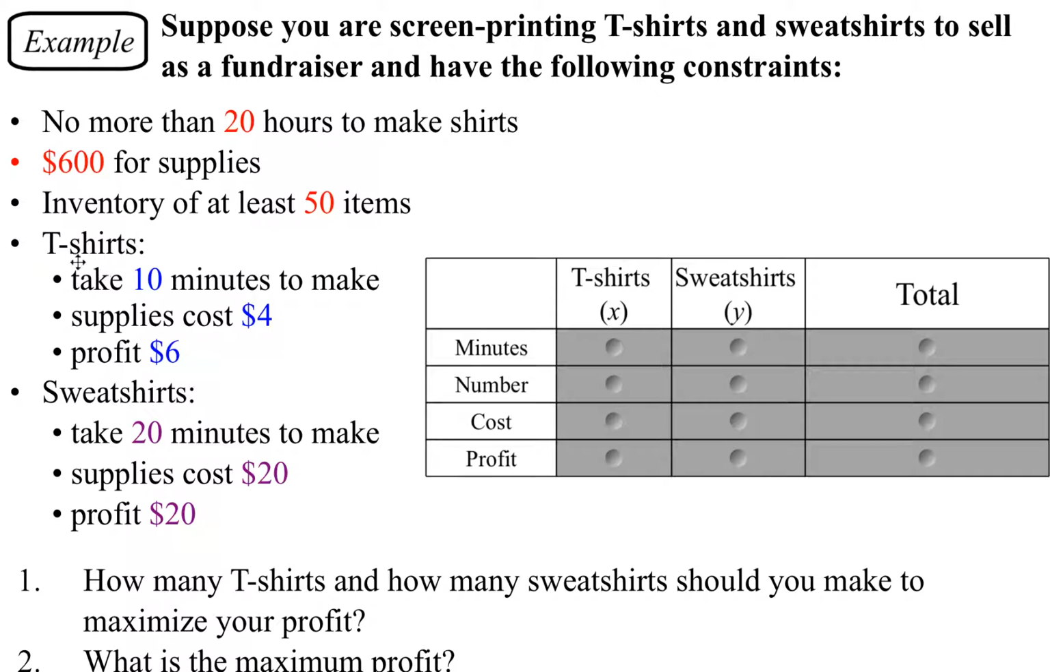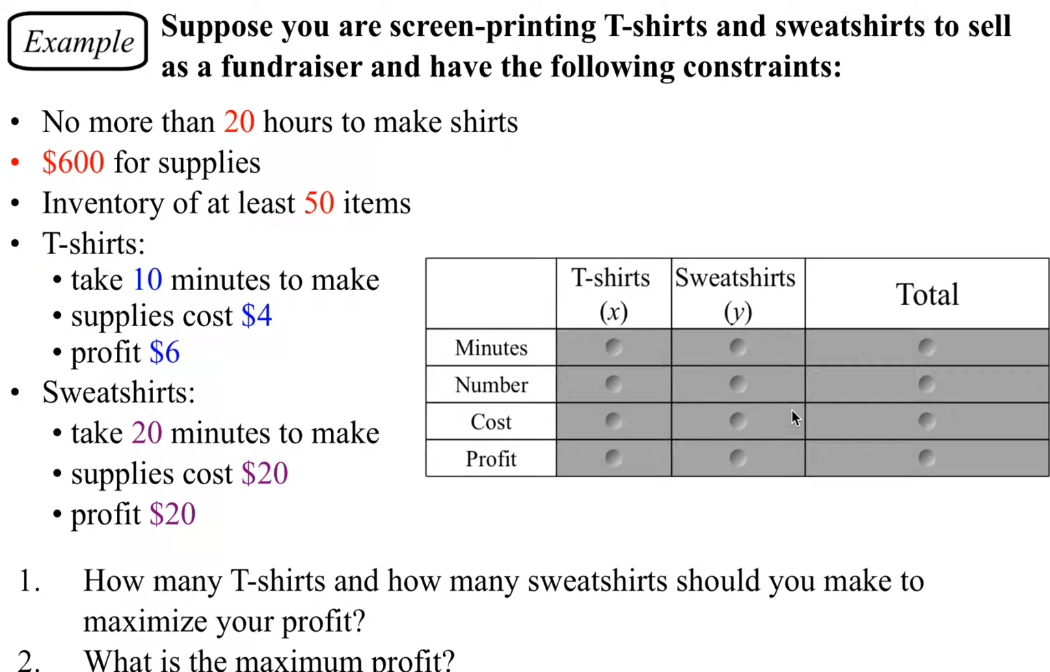Some other constraints for our t-shirts, they take us 10 minutes to make each one. The supplies for each t-shirt is $4, and we make a profit of $6. For sweatshirts, they take 20 minutes, they cost $20, and they give us $20 in profit. So the question is, how many t-shirts and how many sweatshirts do we want to make to maximize our profit? And what is that maximum profit we can make with these constraints?